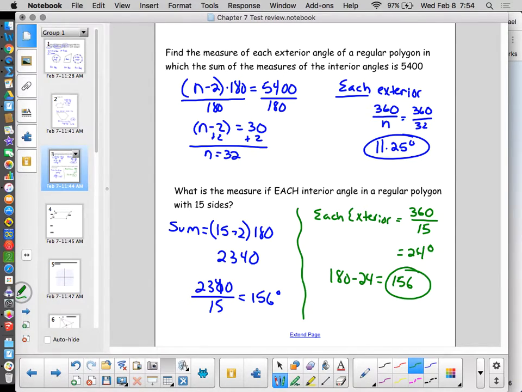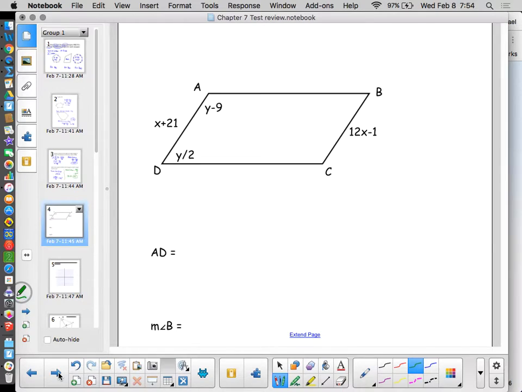Okay? So you can do it this way, find the sum and then divide by the number of angles, or you can do it this way by finding the measure of an exterior and subtracting from 180 to find the measure of the corresponding interior angle. Either method works. You don't have to do both. Just choose one that makes most sense to you. This one isn't that much work. I mean, they're about the same. All right.